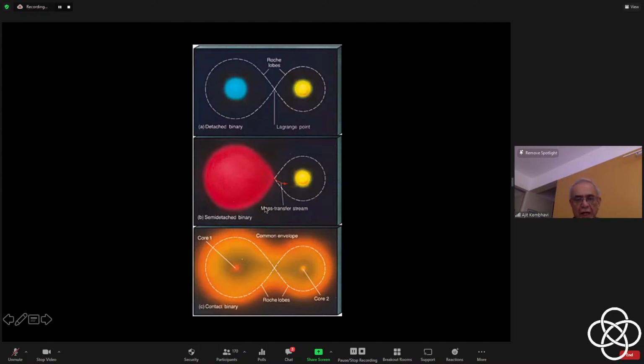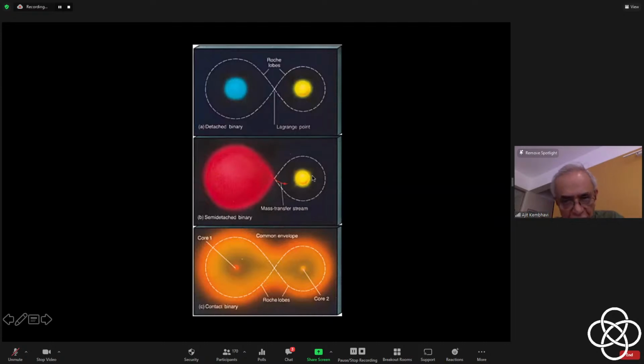Then I told you that as stars evolve, they expand. Now you see that one part of the star is touching the Lagrangian point. So here you see the three forces are all balanced, but please remember that there is a fourth force here, which is the pressure inside the star which is pushing the matter. It is like a plunger of a syringe, and the matter rushes out of the Lagrangian point and starts moving towards the other star.